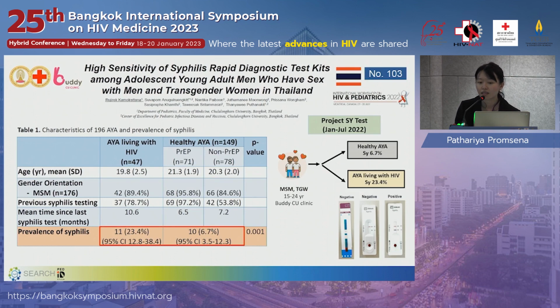And this is the study of Dr. Kamon Ratana at Pathumwan Clinic, Chulalongkorn University, to assess the sensitivity of the syphilis rapid diagnostic test and the prevalence of syphilis in adolescents. The results show a prevalence of 20% in adolescents with HIV, which was higher than in healthy adolescents. So regular screening should be implemented in this key population.